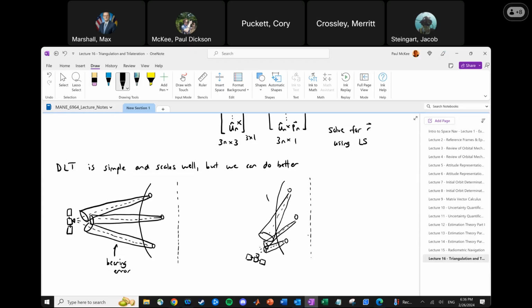So I want to be clear, the same bearing error for each measurement, but not the same uncertainty for each measurement. Clearly, we want to favor nearby measurements.